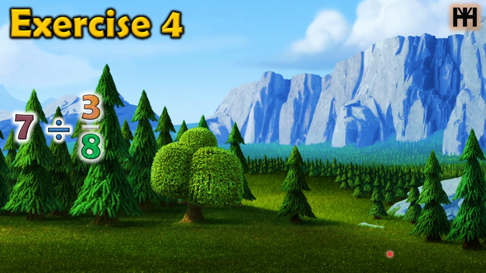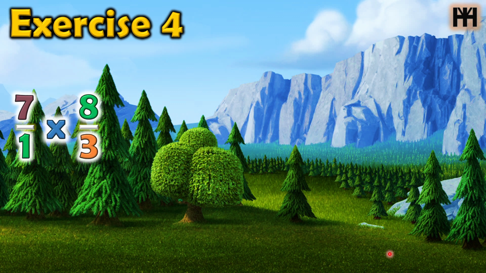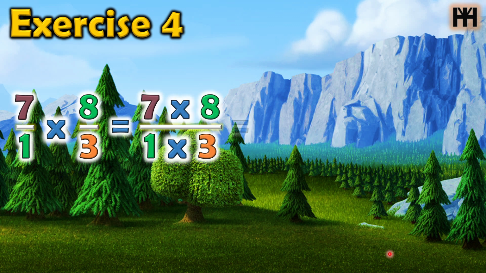Okay, exercise 4. Let's say we have 7 divided by 3 over 8. So 7 here is the same as 7 over 1. So 7 over 1 divided by 3 over 8, flip them. So it's 7 over 1 multiplied by 8 over 3. So it's 7 times 8 over 1 times 3, which will be equal to 56 over 3.